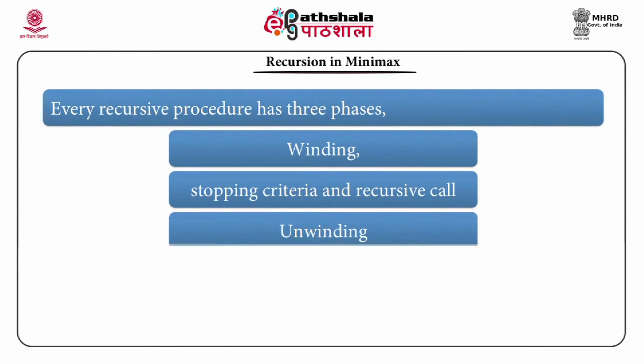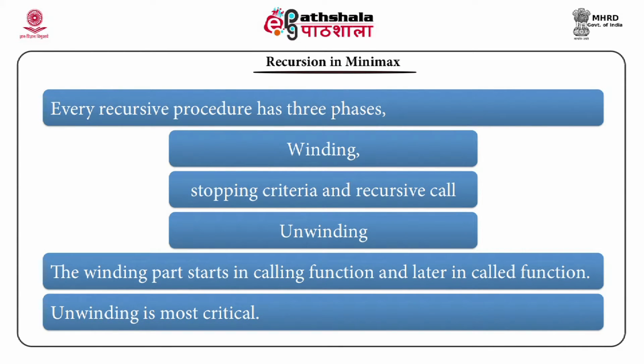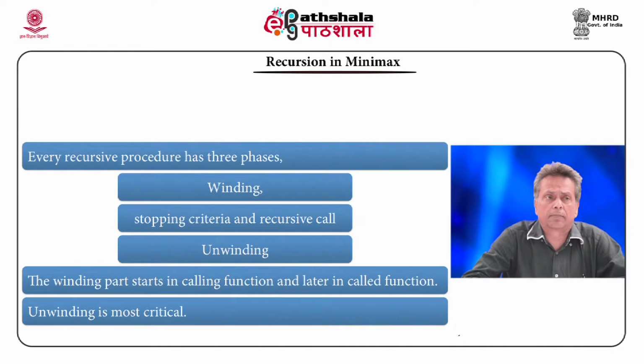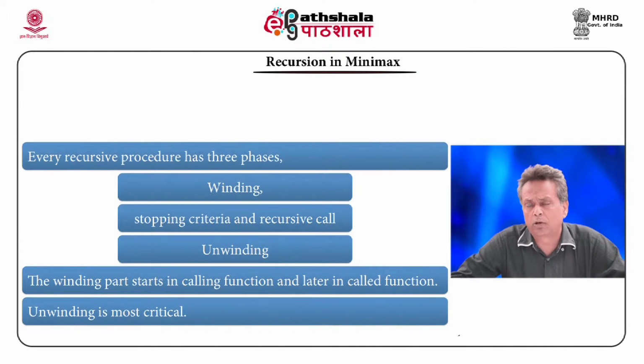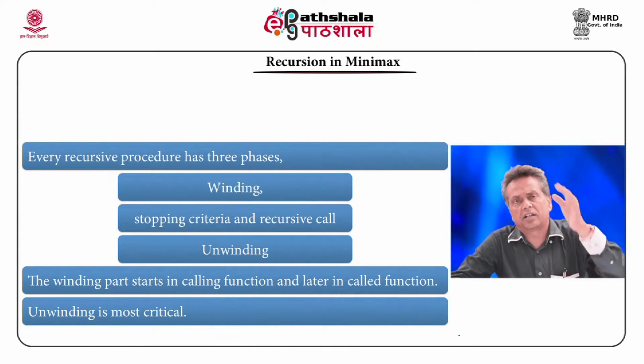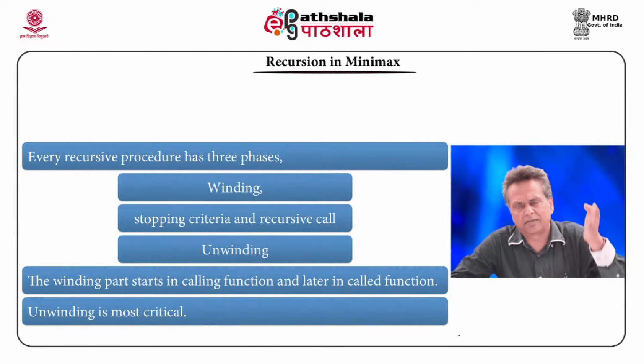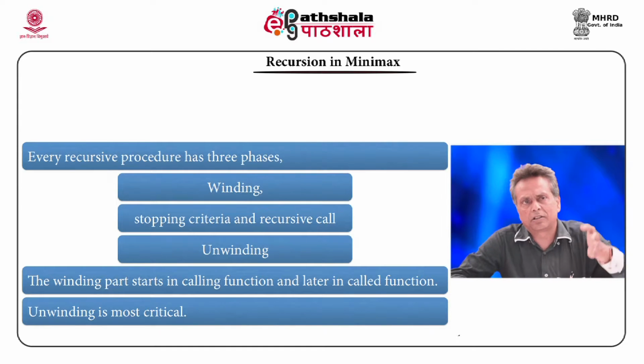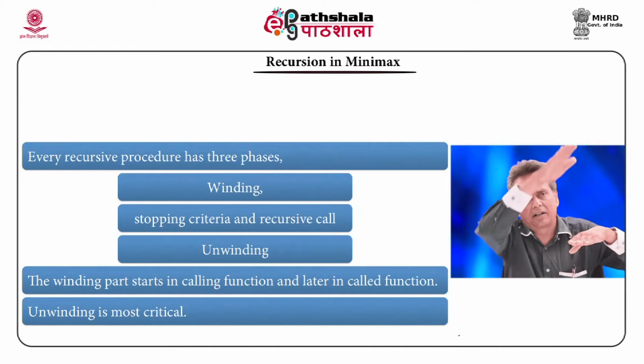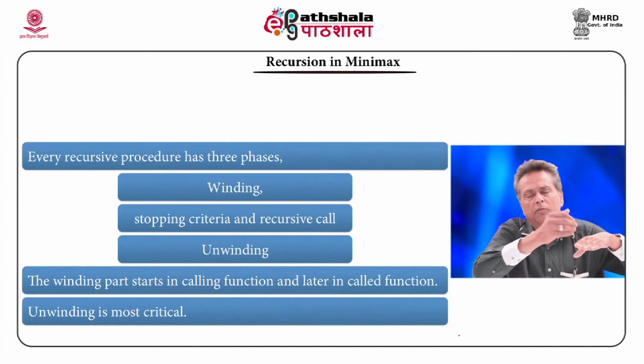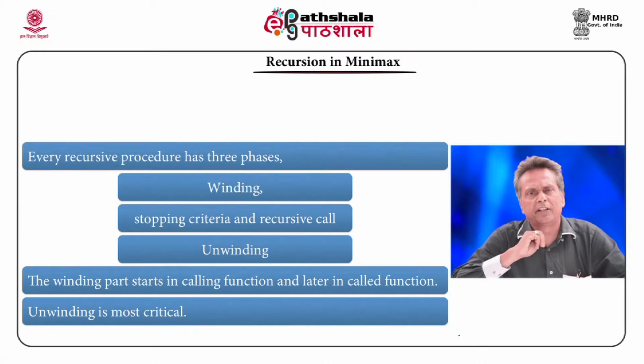I've already told you that every recursive phase has 3 parts, and the algorithm that I'm describing also contains 3 different components: the winding part, the recursive call, and the unwinding part. We'll see what exactly each part is doing in this particular algorithm. In most recursive algorithms, the unwinding part is more critical, because the winding part, whatever is there, every function contains. Before the call to another function is made, every statement executed in this function will be executed before that call. So that is all very common.